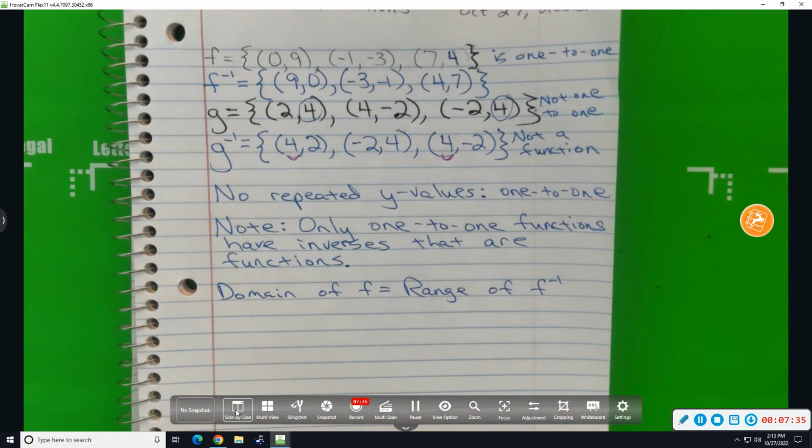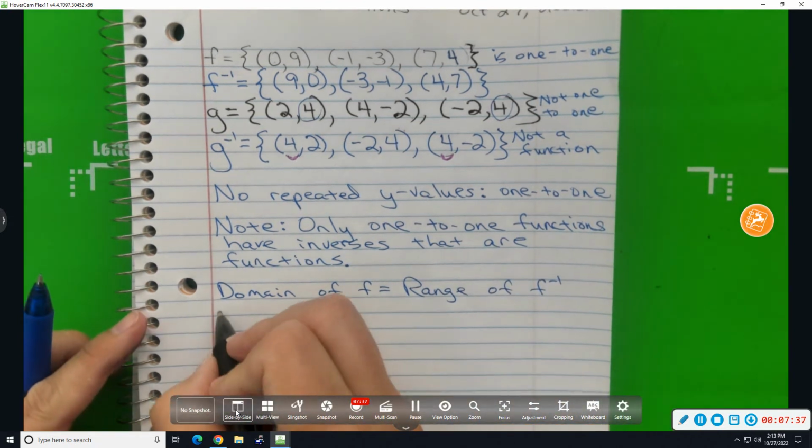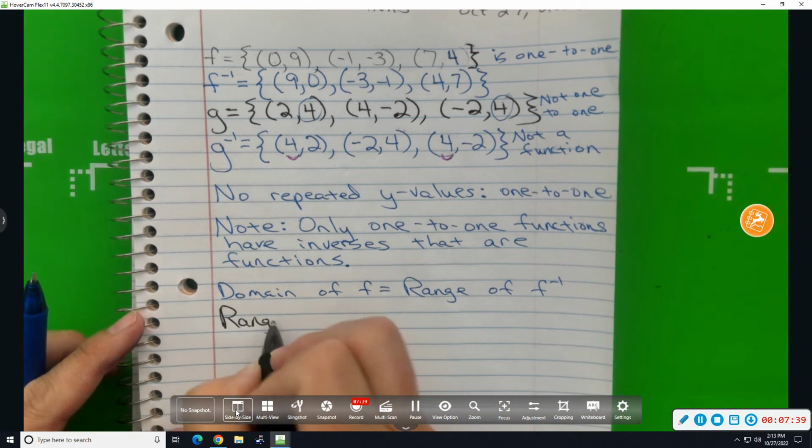What about the range of f? Apply that same logic to the range of f.